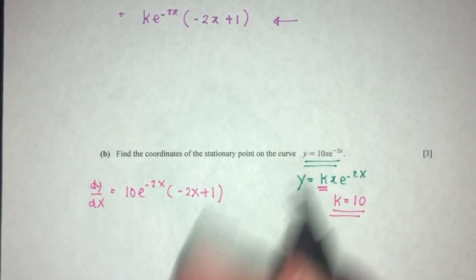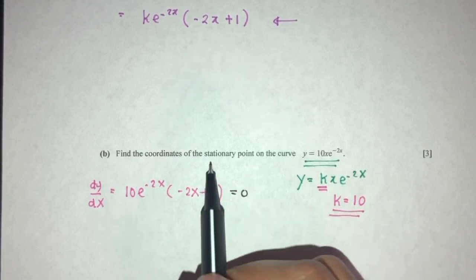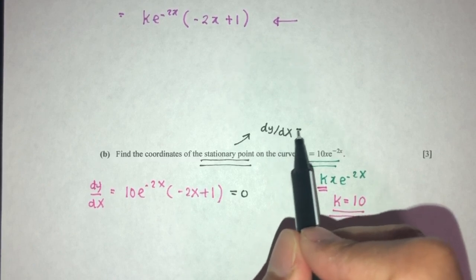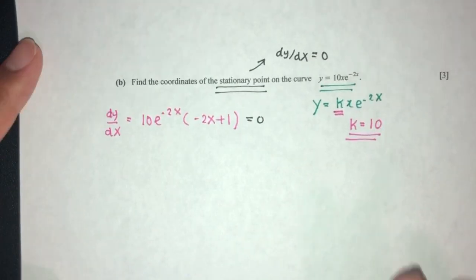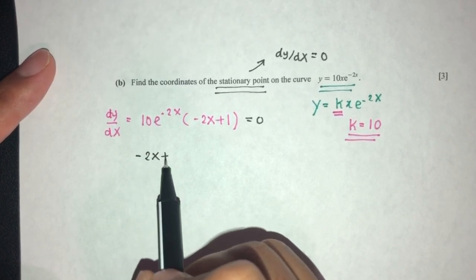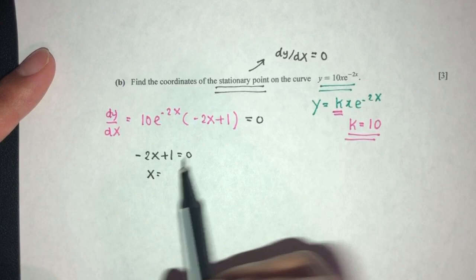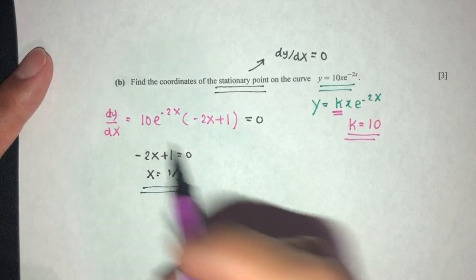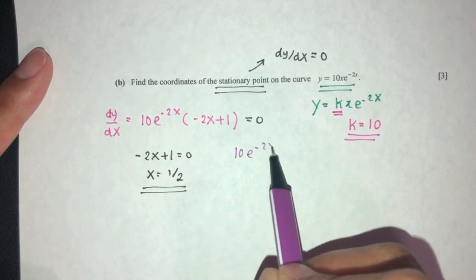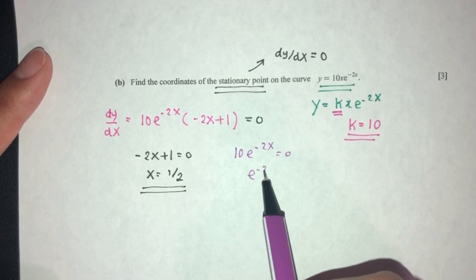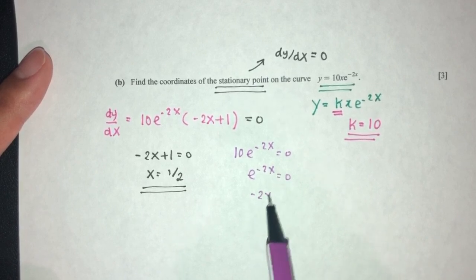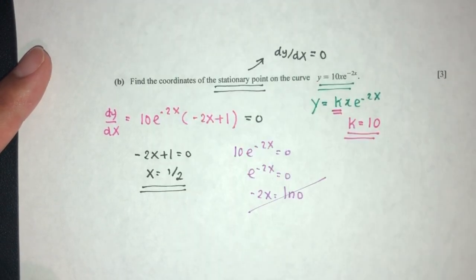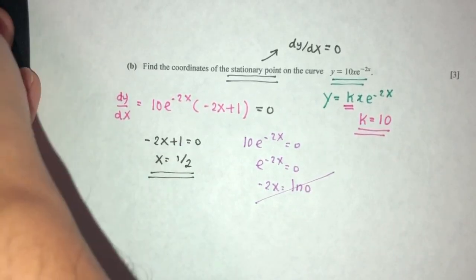Now to find the stationary point, we have to equate that to 0, because at the stationary point dy by dx is always going to be 0. Therefore, we can solve. That will become minus 2x plus 1 is 0, so x is the value of half. Now we can test: 10 exponential minus 2x is 0, and this one will be ln of 0, which is not possible. You can check, ln of 0 is not possible. Therefore, we have only one answer of x for your stationary point.